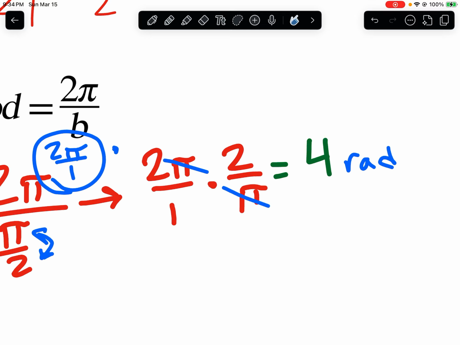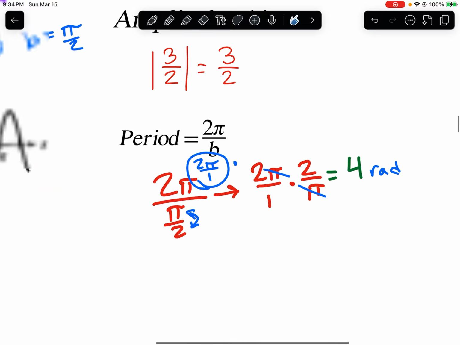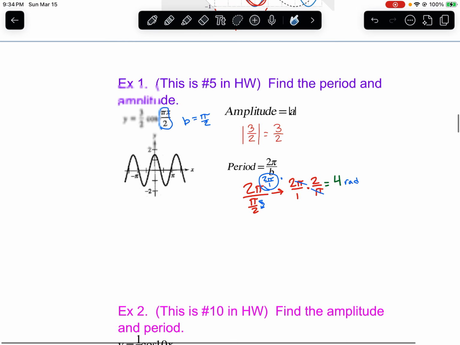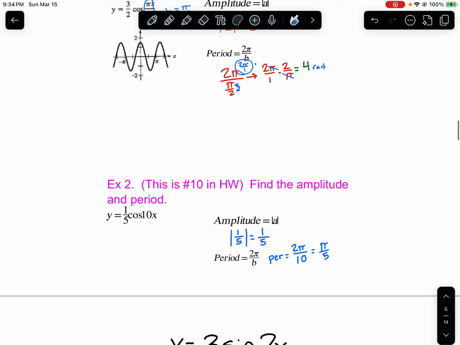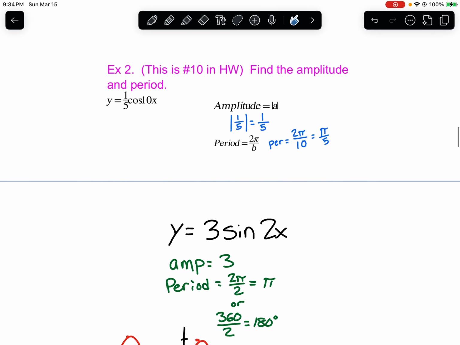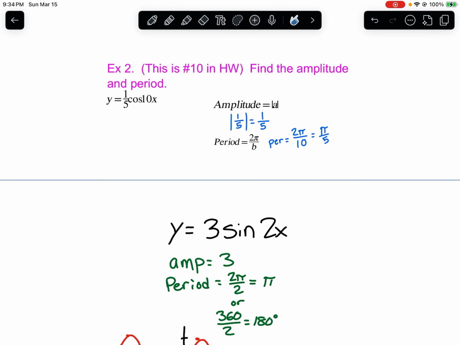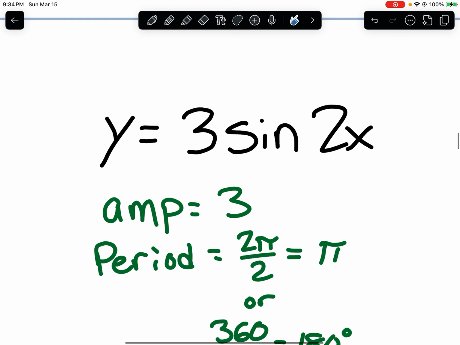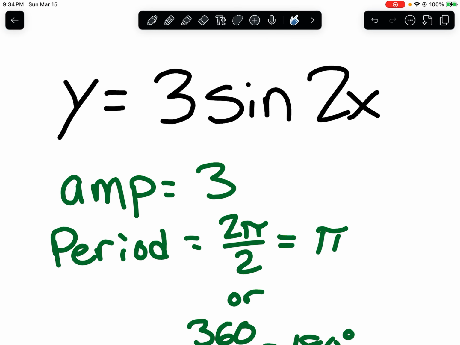Which honestly is probably easier to work with than degrees, because in degrees that's going to be like 228 point something degrees. Okay, not real great to work with. So if you're given a b value that has a pi in there, it might be better to keep it in radians. Okay. And again, same thing there.